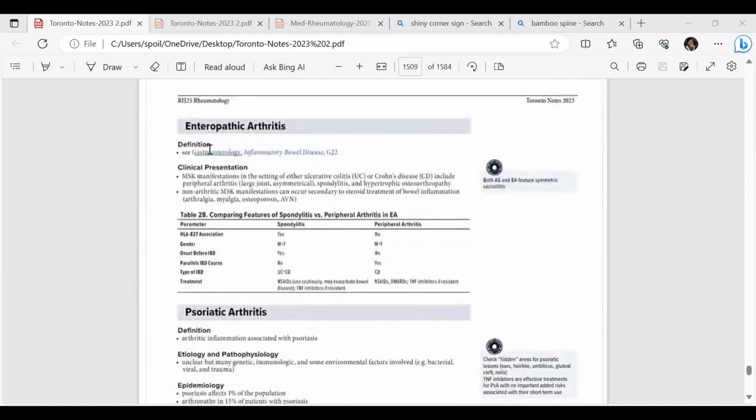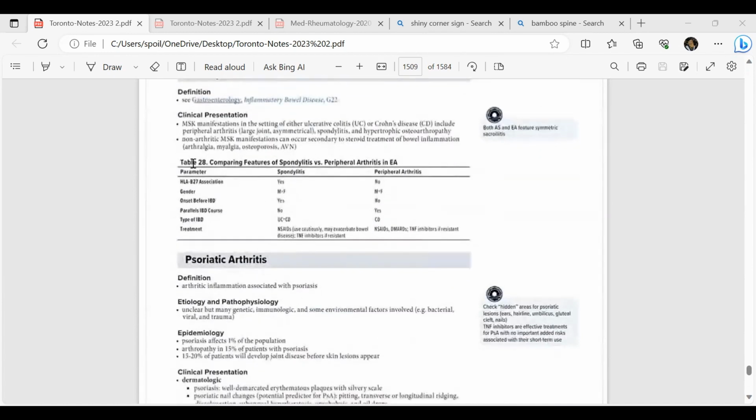Okay, now it's enteropathic arthritis. The clinical presentation is the musculoskeletal manifestation in the setting of ulcerative colitis. I think this is nothing too important. We'll just go through it here.